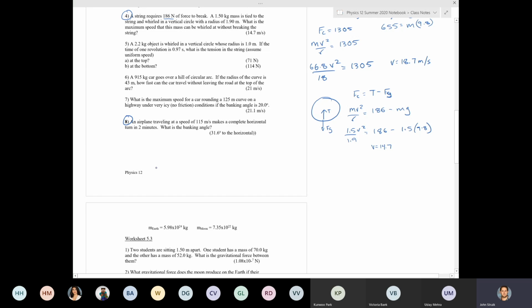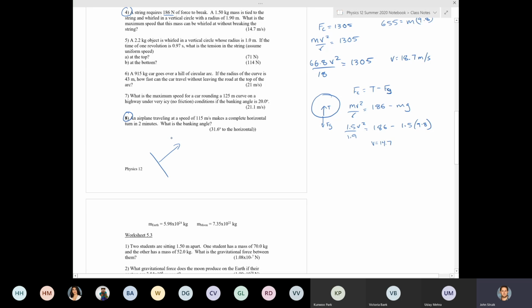Okay, so let's assume that the plane is going like that, and then it's going around. So then we're going to have, we'll call this F lift or FL, and then FG. And so FL, the lift, plus the FG will equal the FC. And the banking angle will be this angle right here. It's an interesting question. And so we're going to go tan theta equals FC over FG.